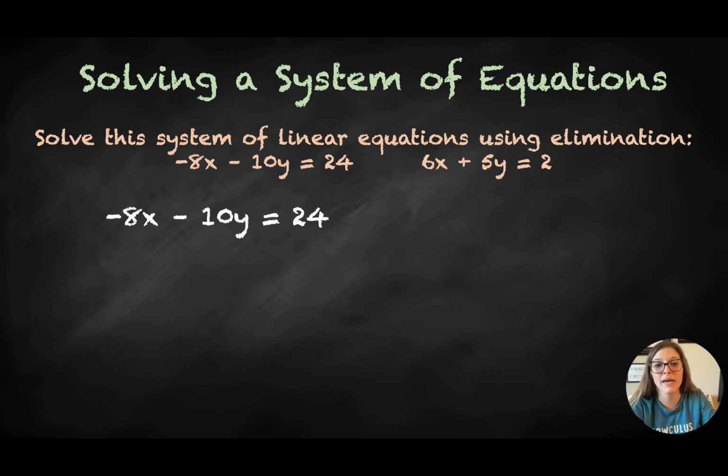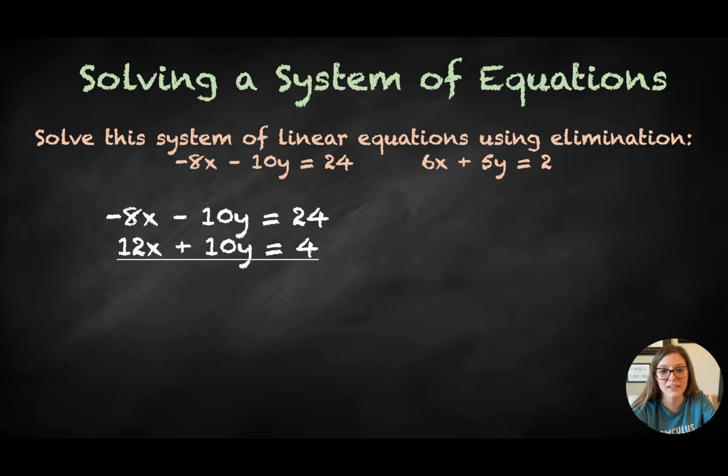So if I multiply my entire second equation by 2, I end up with 12x plus 10y equals 4, and I can add these two equations together. So what I do is I add straight down, so I end up with negative 8x plus 12x, negative 10y plus 10y, and 24 plus 4.